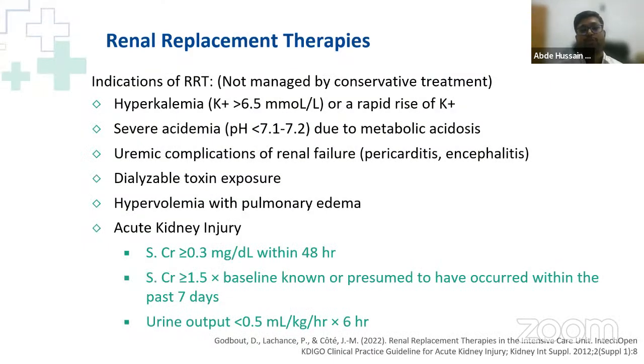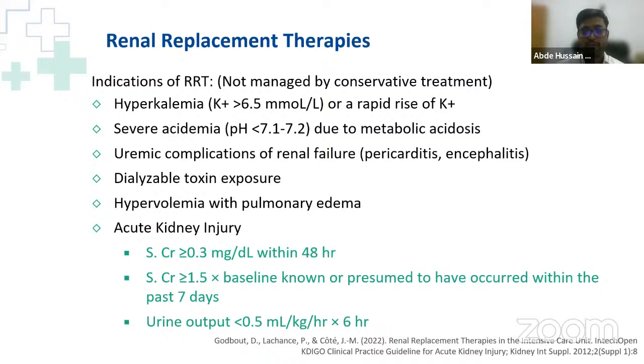Another most common complication is renal impairment. Now, what are the parameters that occur during renal impairment? Accordingly, we go into the renal replacement therapies. First is hyperkalemia. That is one of the most important indications for renal replacement therapy, where the potassium level rises more than 6.5 mmol per liter and is symptomatic, where the ECG changes are observed.